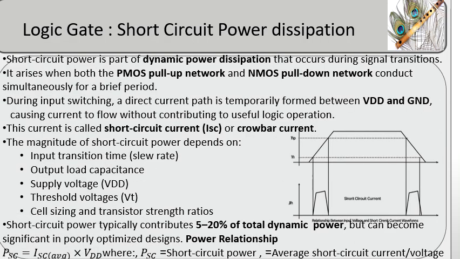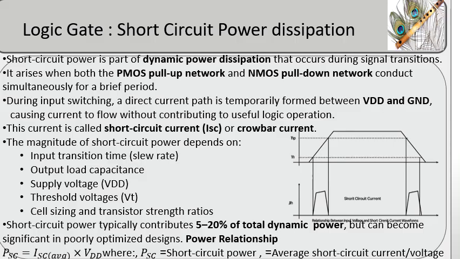The short-circuit power dissipation occurs during the finite transition period of the input signal, when the input voltage passes through the switching threshold of the CMOS inverter. During this interval, both the PMOS and NMOS transistors are simultaneously turned on, creating a direct conduction path between the power supply, VDD, and ground, VSS. The resulting short-circuit current flows only for the duration of the input transition, as illustrated by the current pulses in the waveform. The magnitude of this current depends on the input rise and fall times, the supply voltage, transistor sizing, and the output load capacitance.